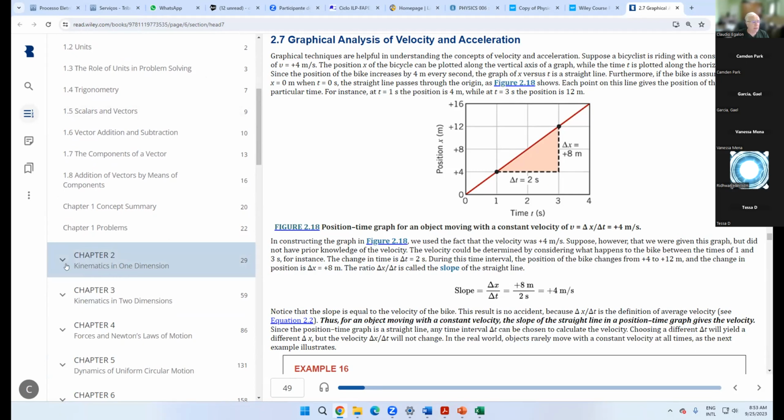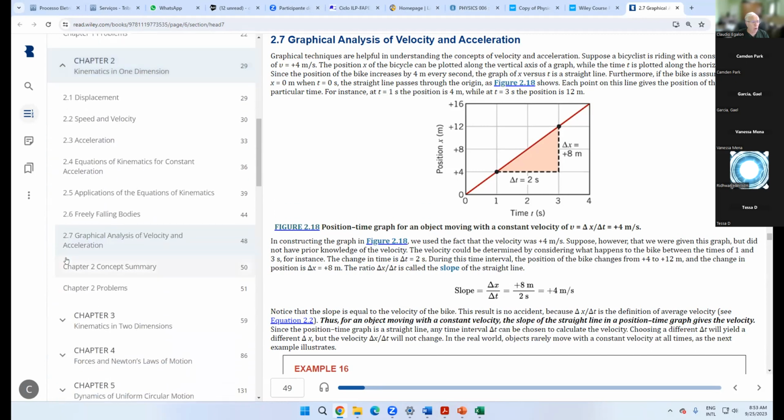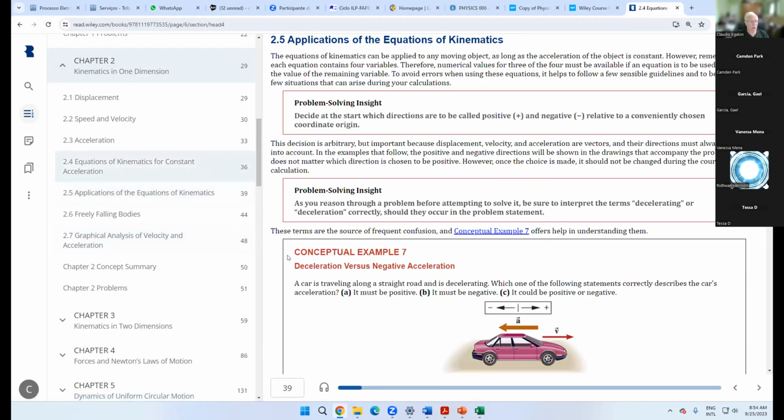Okay, and where are we right now? We are right in here, free falling bodies. I covered displacement, speed and velocity, acceleration, equations of kinematics for constant acceleration, applications of equations of kinematics, and the graphical analysis of velocity and acceleration. And now we're going to look at freely falling bodies, which is nothing but a special case of uniform acceleration.